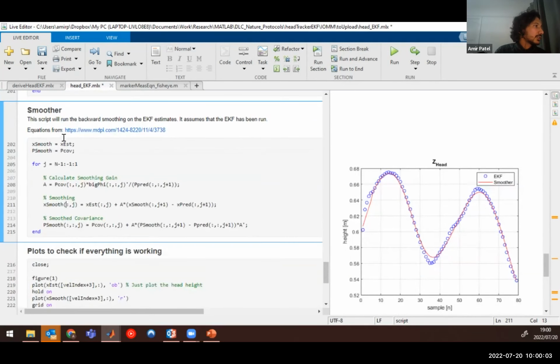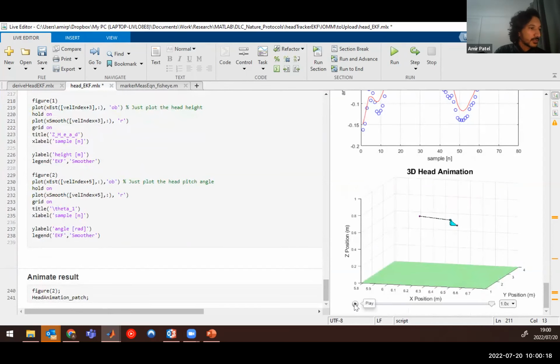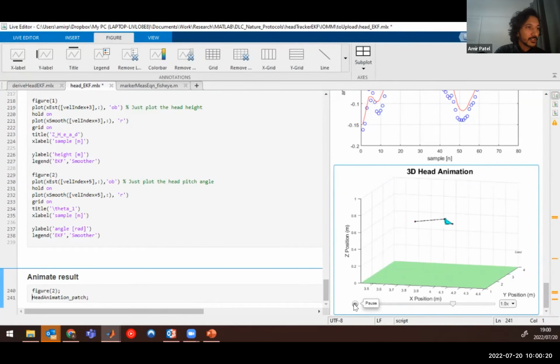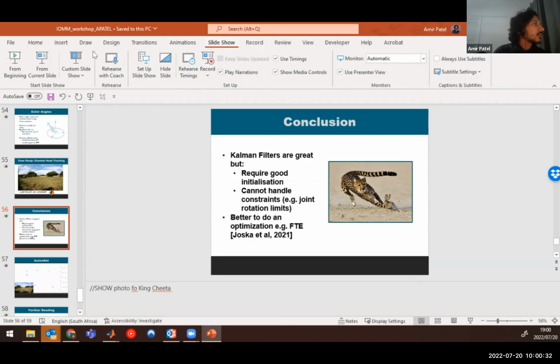We then do the smoother, so a backwards pass. And you can see on the right here, that's the prediction from the smoother. It looks way better than the actual Kalman filter. And then just for fun, I showed this as an animation. So that's the cheetah's head and neck base, running past the camera. Okay, I'm going to go back to the slides quickly to finish up.